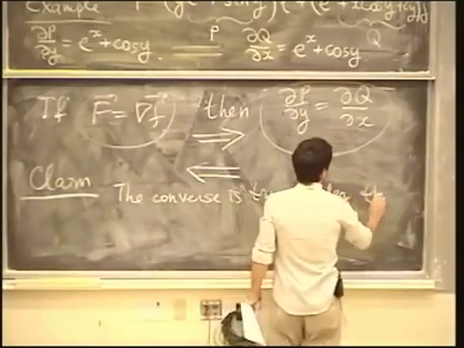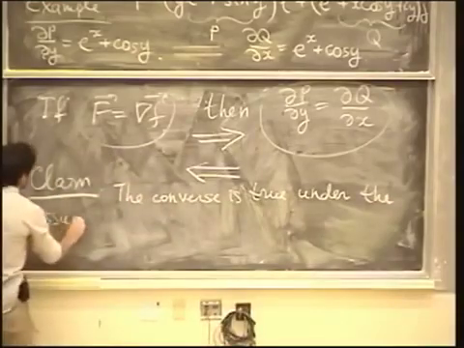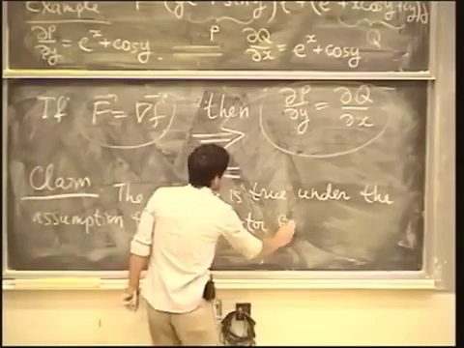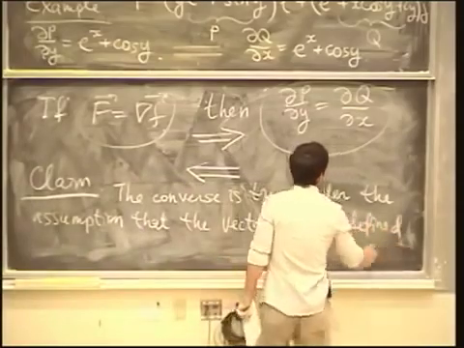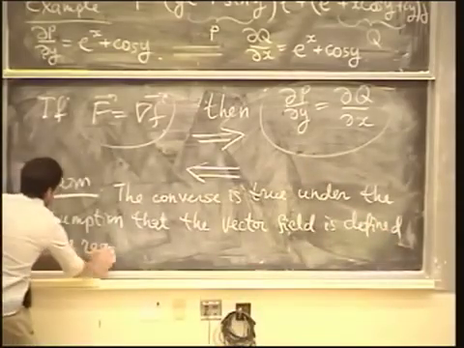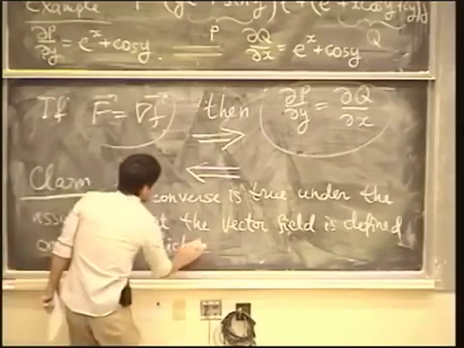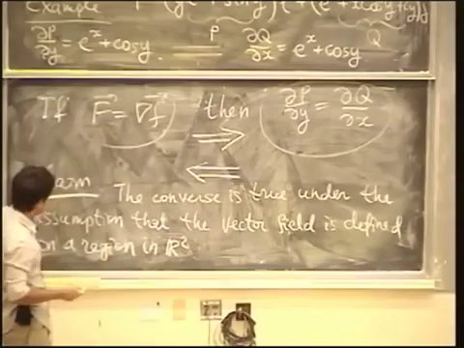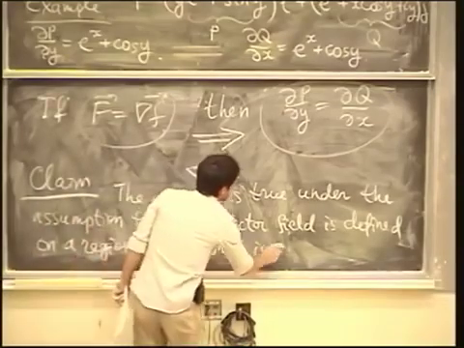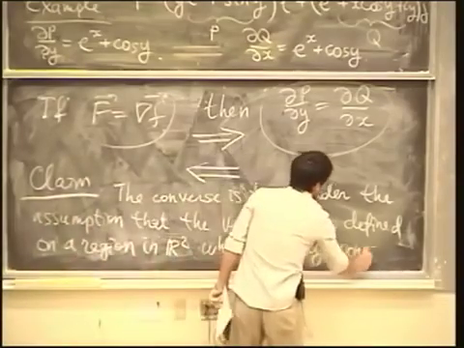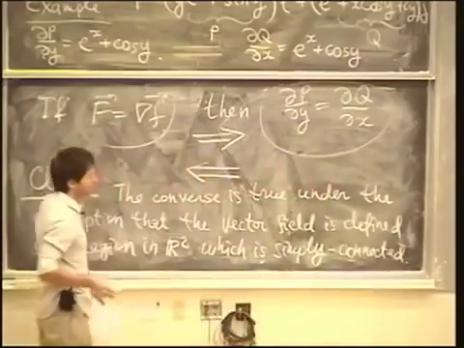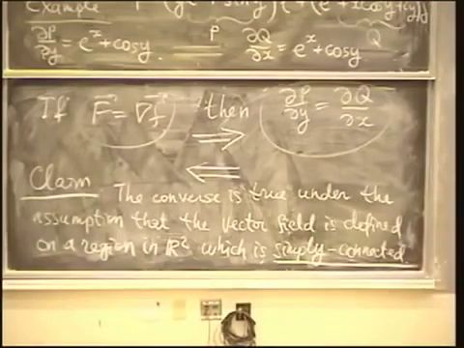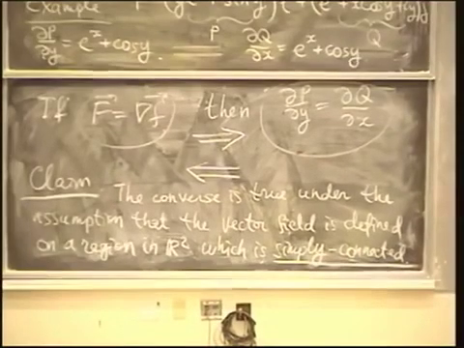Under the assumption that the vector field is defined on a region which is simply connected. Region in R2. When we talk about vector fields, they are defined on the plane, right? So it's defined on a region in R2 which is simply connected. So I have to explain what simply connected means. Simply connected doesn't simply mean that it's connected. It's a different property.